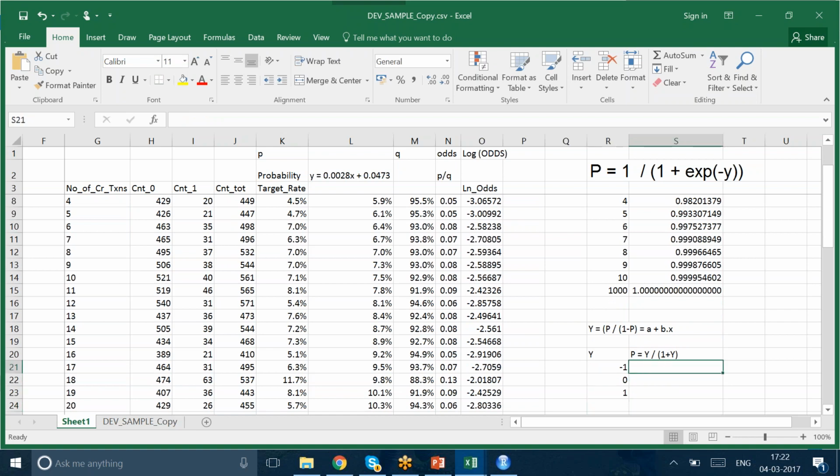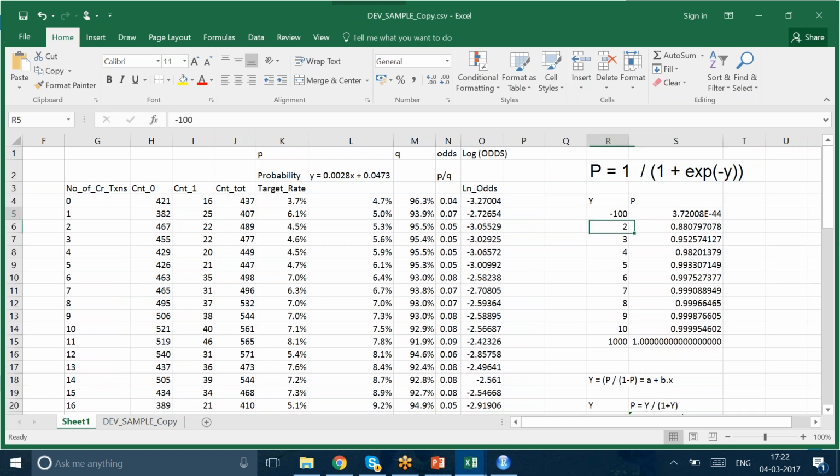If this is the case, what would have happened? Minus 1 divided by 1 plus minus 1, that is y divided by 1 plus y. We'll have a division by 0 problem. I cannot compute probability. There is a problem. But if I have minus 100, or do anything else, I'm able to solve.